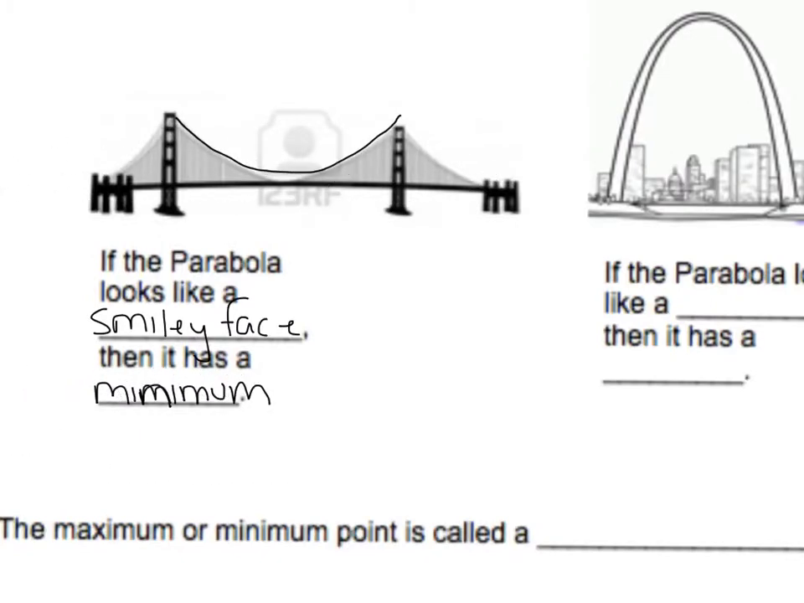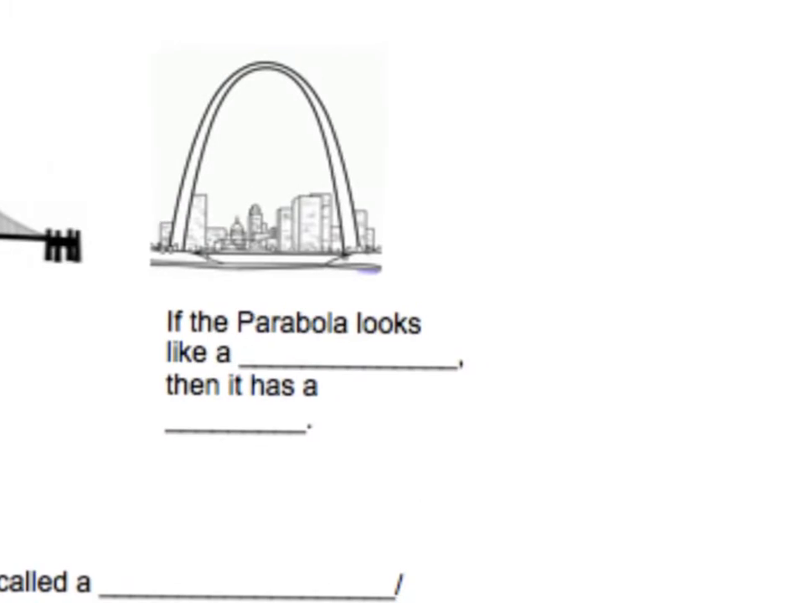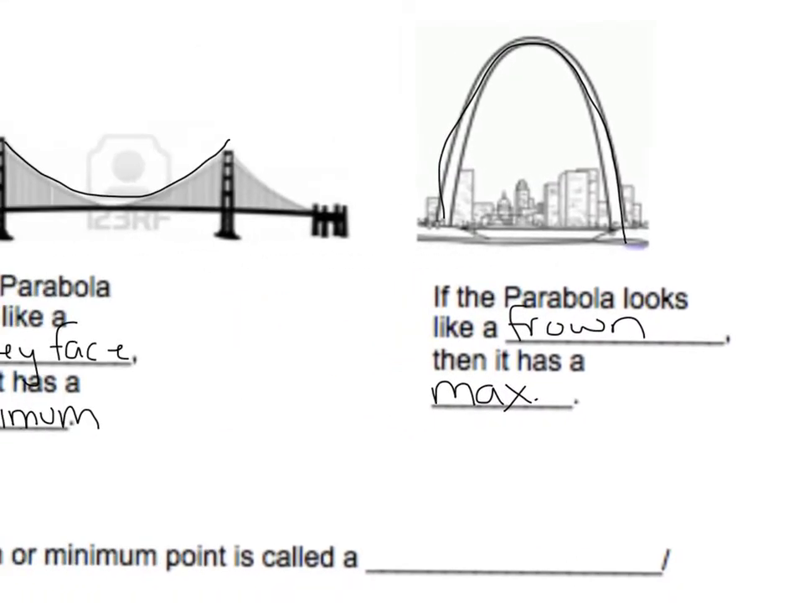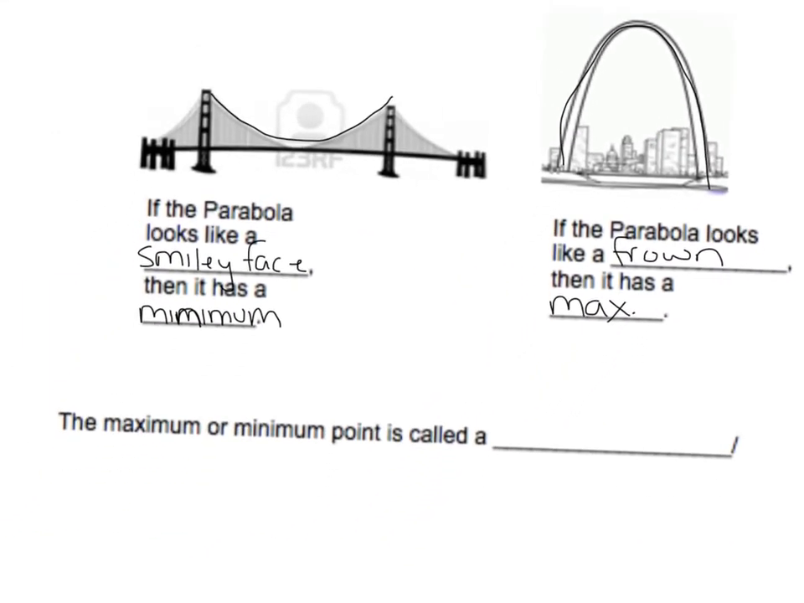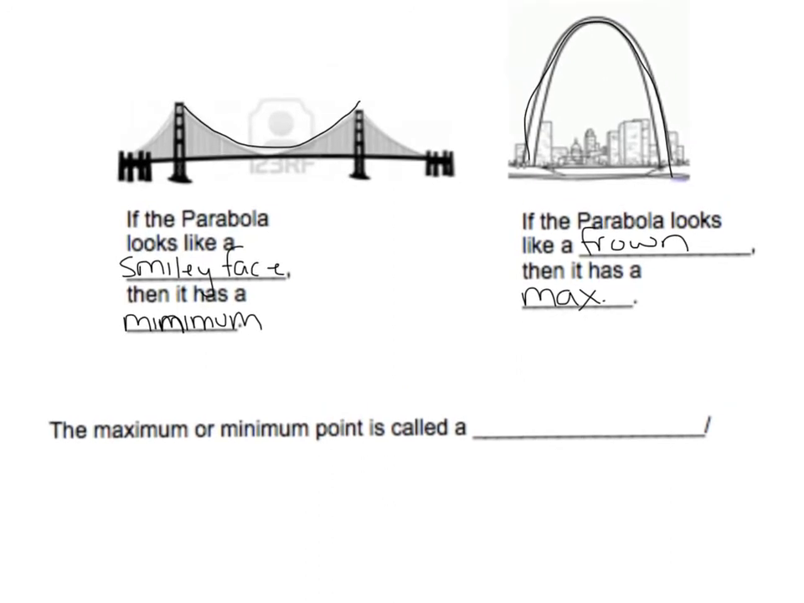If it looks like the St. Louis Arch, it will look like a frowny face. It has a maximum point. So min versus max. That should make sense. And this point, that is either the minimum or the maximum point, is called a vertex. And that's what we're going to look at for the next few days.